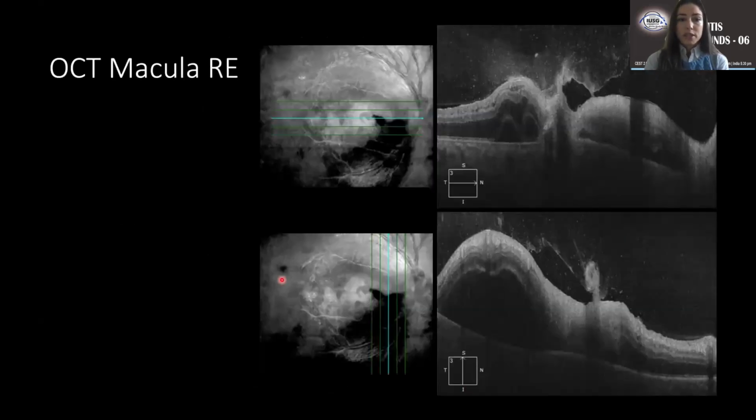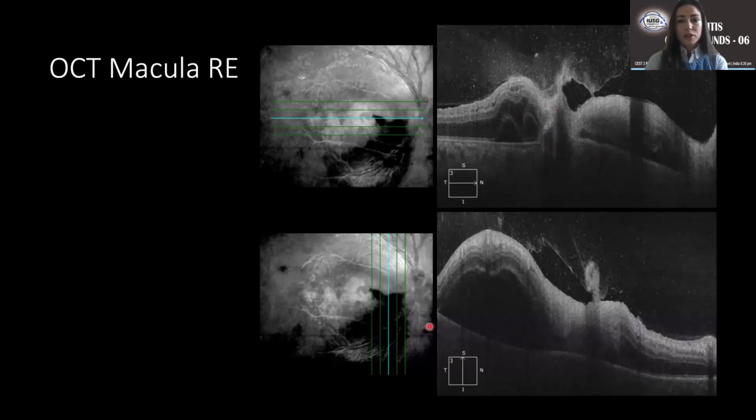In his OCT, here we have a horizontal and vertical section of his OCT. He shows some hyperreflective dots in the vitreous with a partially attached posterior hyaloid, a full thickness retinal hyperreflectivity here nasally to the fovea, and some intraretinal and subretinal fluid, RPE thickening, and choroidal hyperreflectivity and thickening.